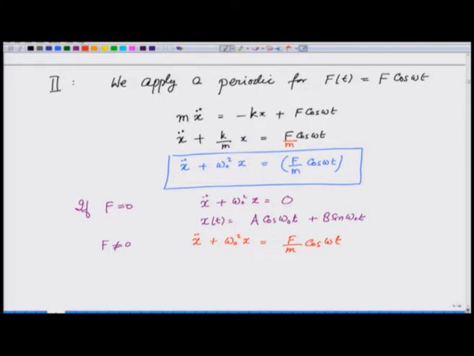Now, you see, if we take x proportional to cosine omega t itself, then x double dot is proportional to minus omega square cosine omega t. On the left hand side, when I add x double dot and omega naught square x, I am going to get a term which is proportional to cosine omega t. And therefore, this could be the form of the solution.